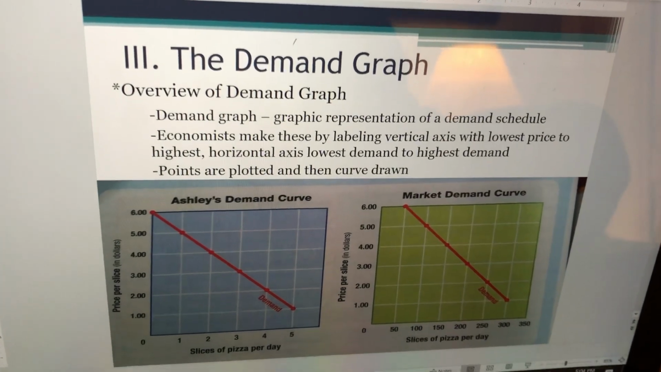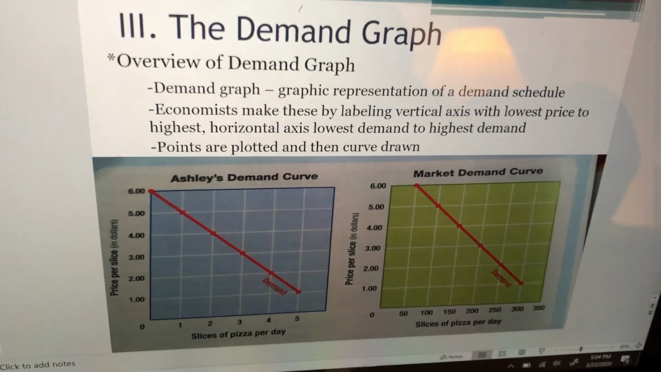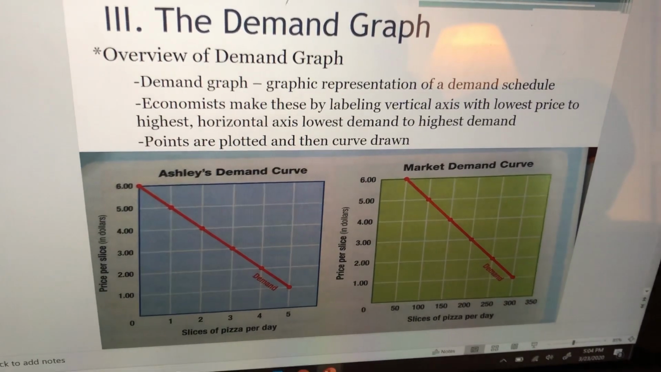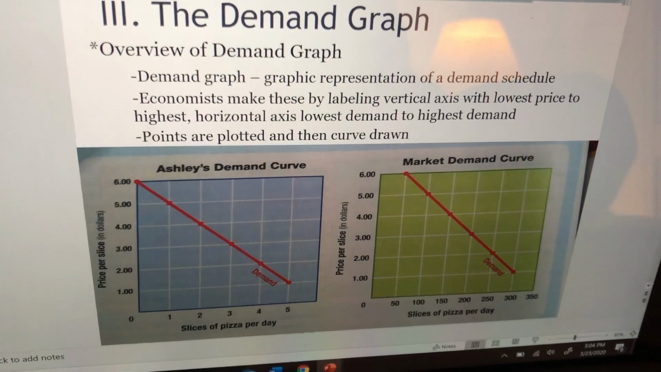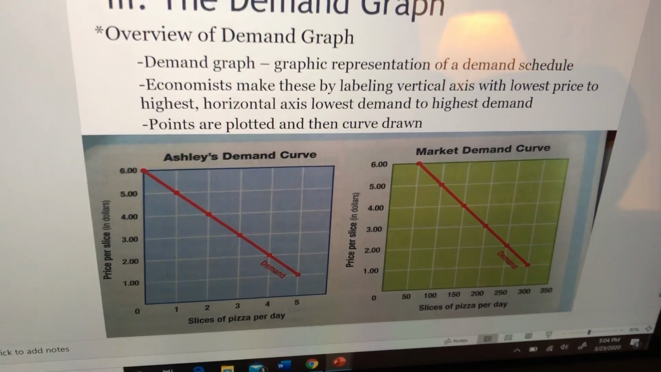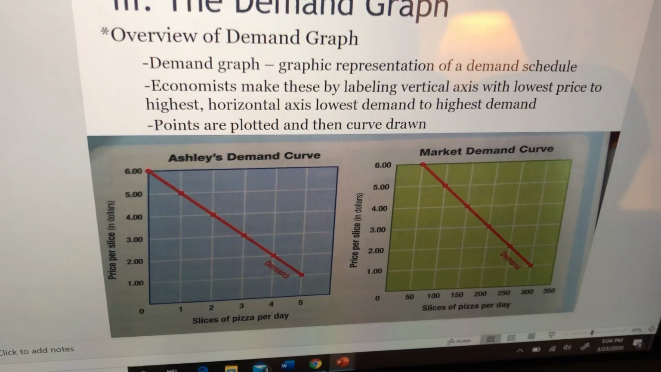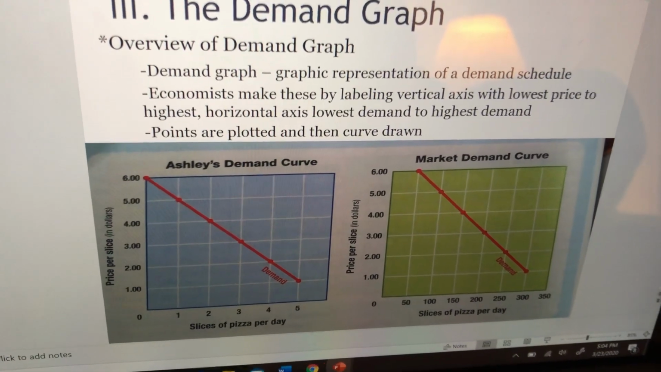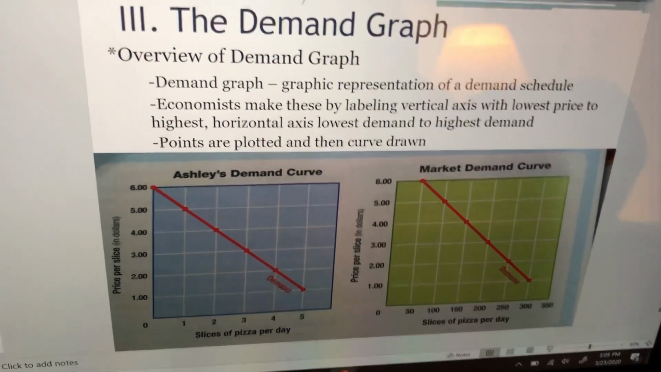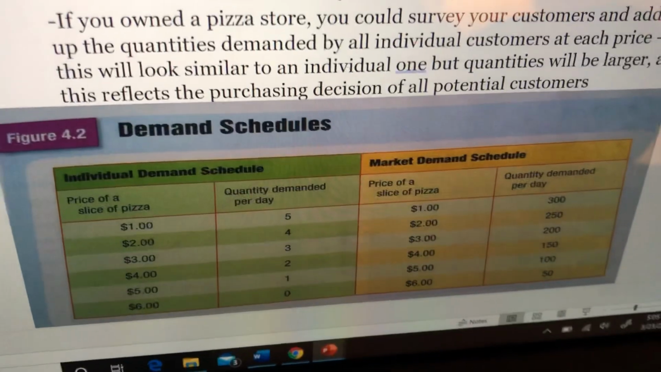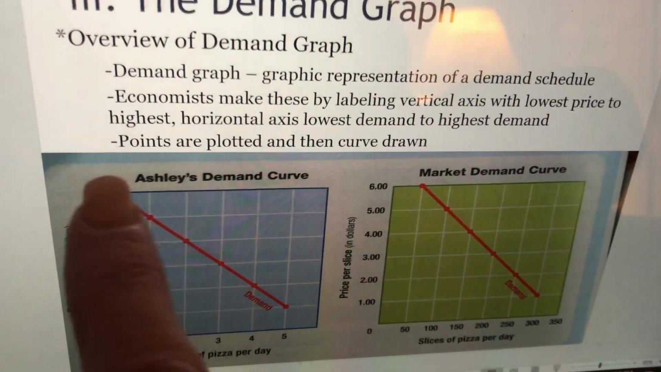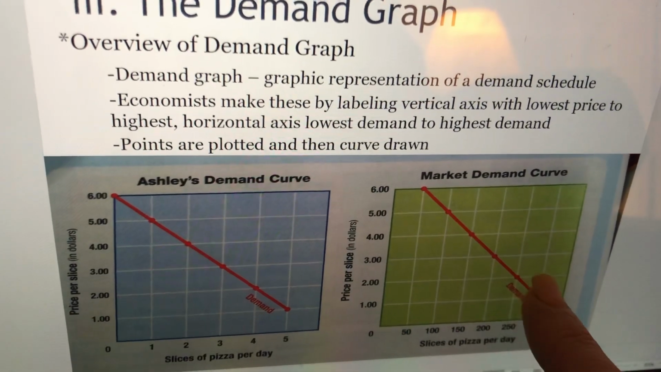And then simply, if you take those numbers, and this isn't math class, you would just plot those numbers onto a graph. The horizontal axis, see, I'm not a math teacher, has the slices of pizza per day. The vertical axis has the price per pizza. You're plotting those points from the demand schedule on the previous slide to simply graph it. But again, it has the same relationship.